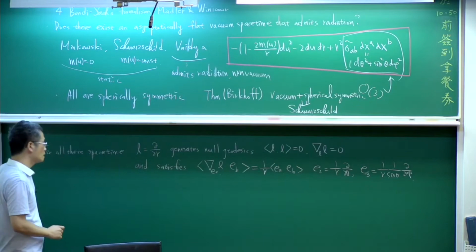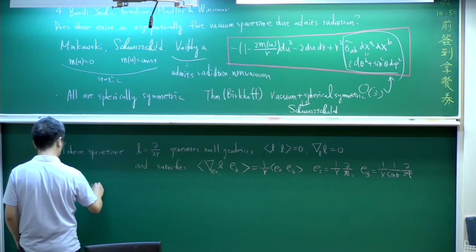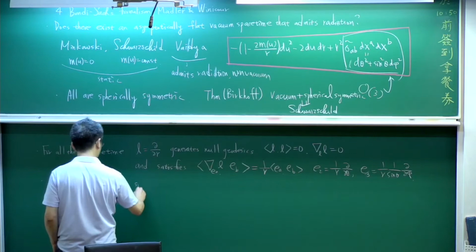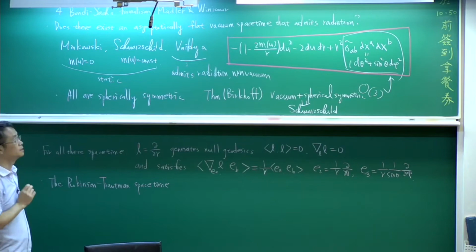And so the generalization we're looking at is the so-called Robinson-Trautman spacetime. This is in a way the simplest example of an asymptotically flat vacuum space-time that emits radiation.